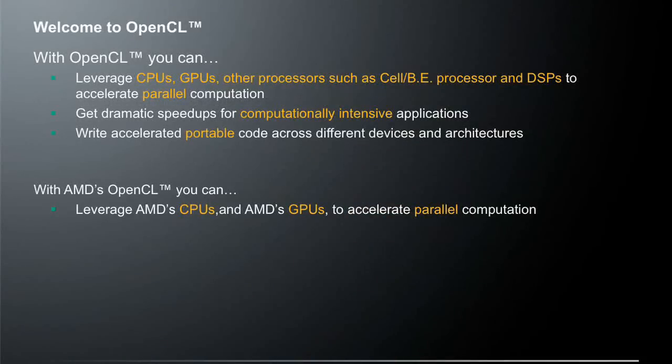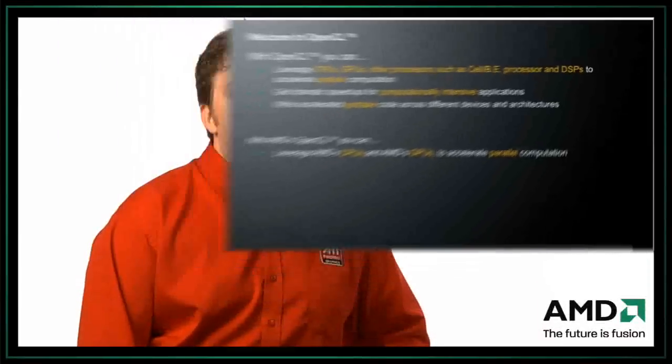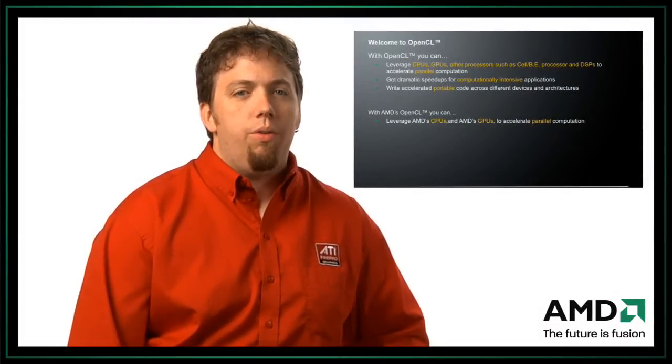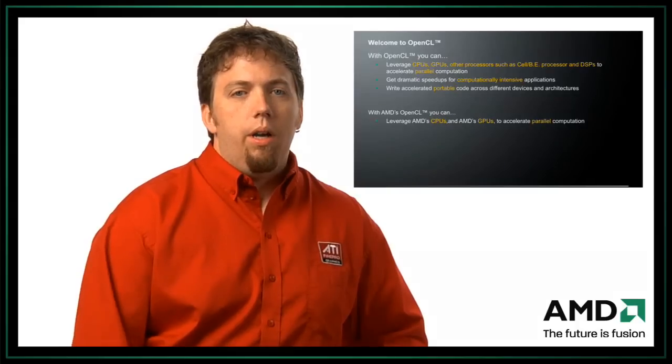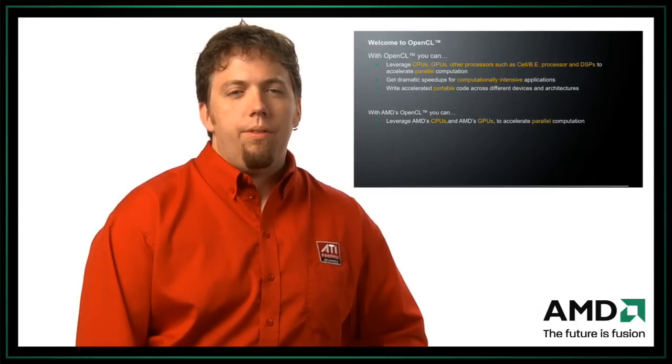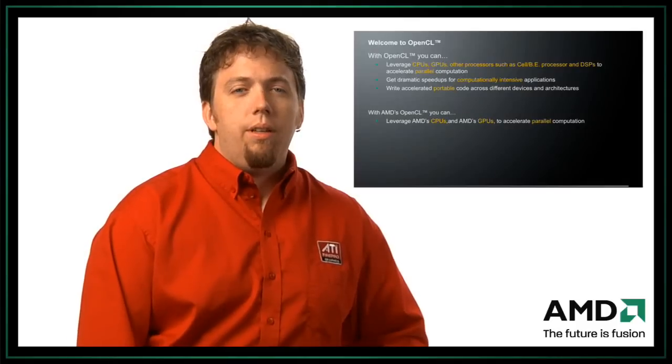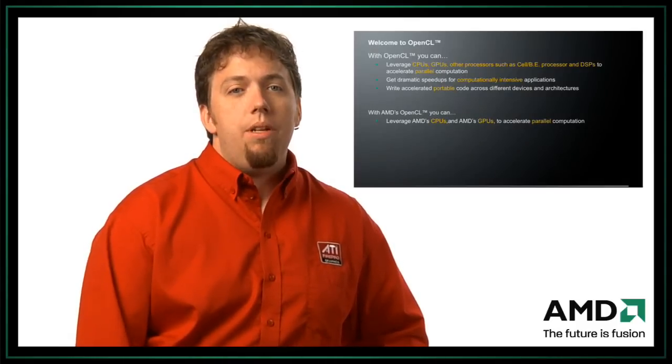So with OpenCL you can leverage CPUs, GPUs, or even other processors such as the Cell Broadband Engine or DSPs to accelerate parallel computations. So the key point here is that we're accelerating parallel computations, not sequential computations. And for things that are computationally intensive, you can get dramatic speedups. And one of the goals of OpenCL is to write portable code that'll run across all sorts of processors. So you can write your code once, have it run on a CPU, a GPU, a DSP, or any number of accelerator devices. With AMD's OpenCL, you can leverage AMD CPUs and AMD GPUs to accelerate parallel computation.